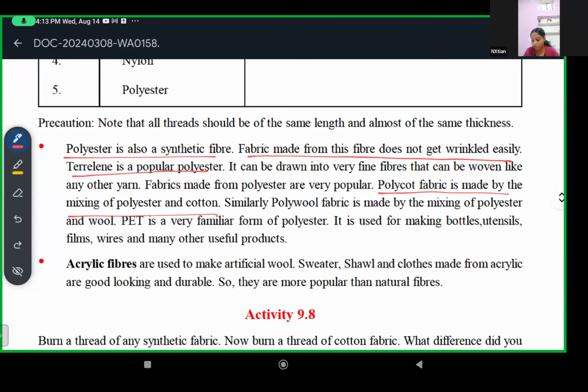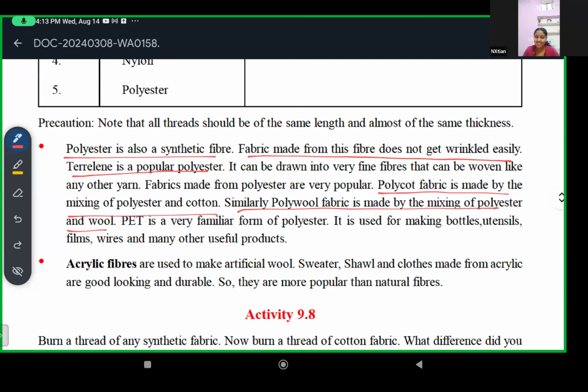POLY of polyester, COT of cotton, polycot, it's named. Okay, when you mix polyester and cotton, this fabric is obtained. Similarly, polywool fabric is made by the mixing of polyester and wool, polywool.